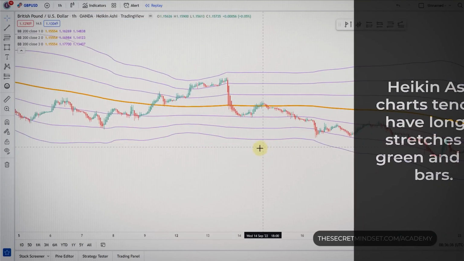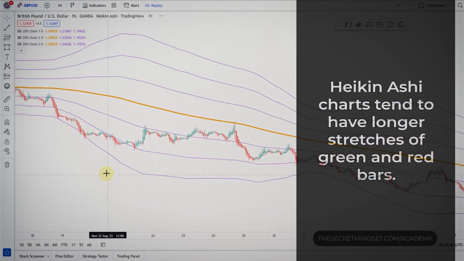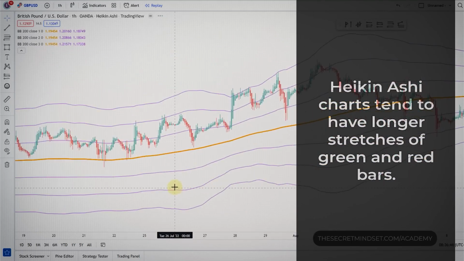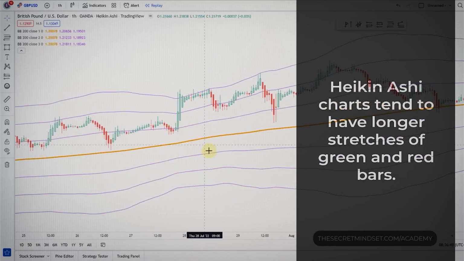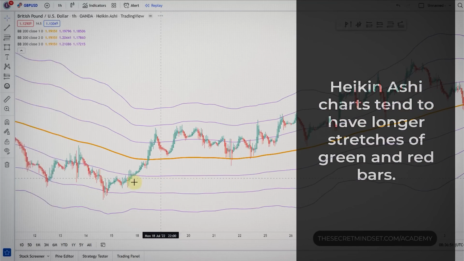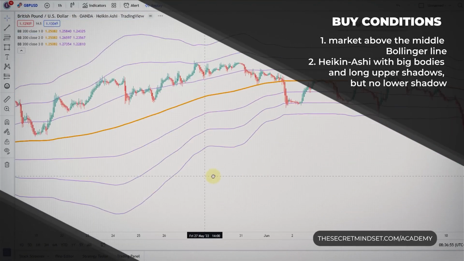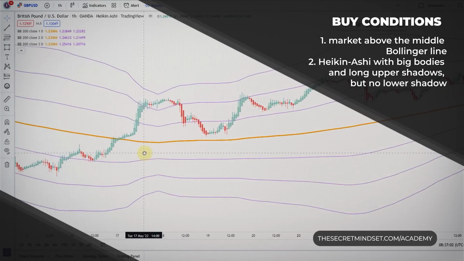If you don't like classic candlesticks that may flip-flop constantly from a green bar to a red bar to a green bar once again, maybe you should try Heikin-Ashi charts, because they tend to have longer stretches of green and red bars. When the market is above the middle Bollinger line, look for Heikin-Ashi candlesticks that have big bodies and long upper shadows, but no lower shadows.